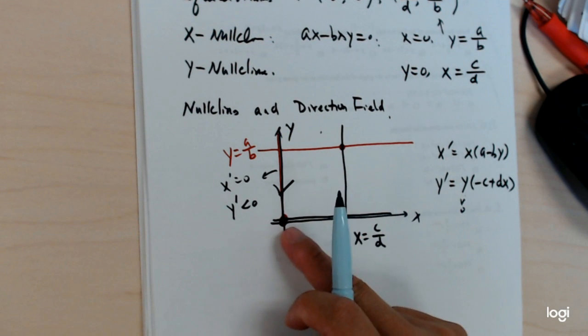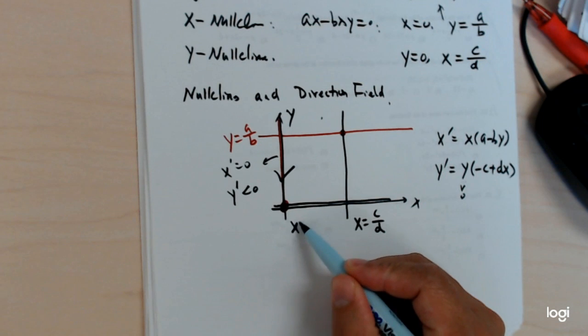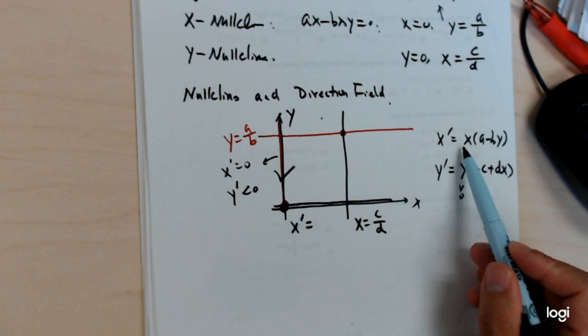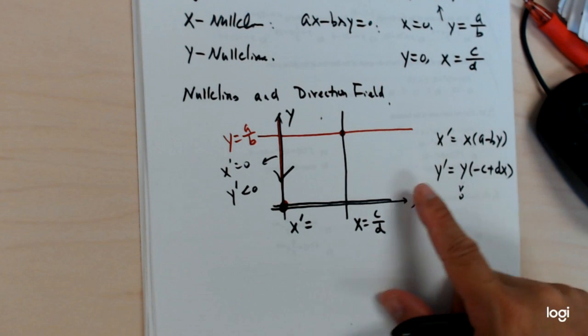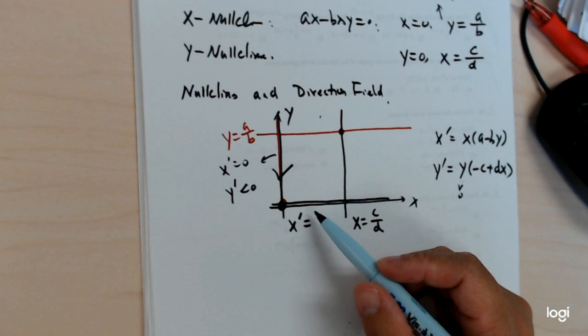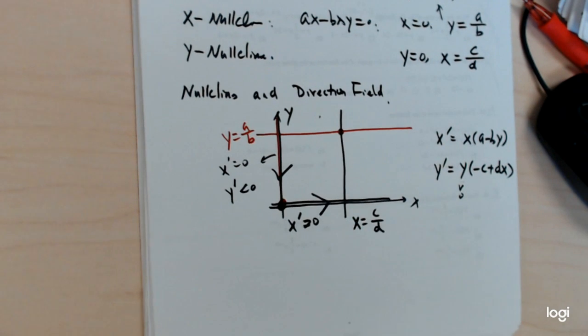Along this segment here, you can check the sign for x prime. X is positive, and y is 0 along this edge here. So x prime will be positive. So this is how the direction field looks like.